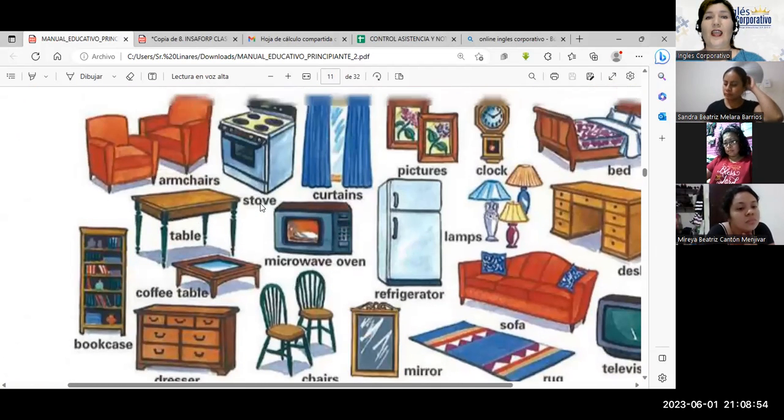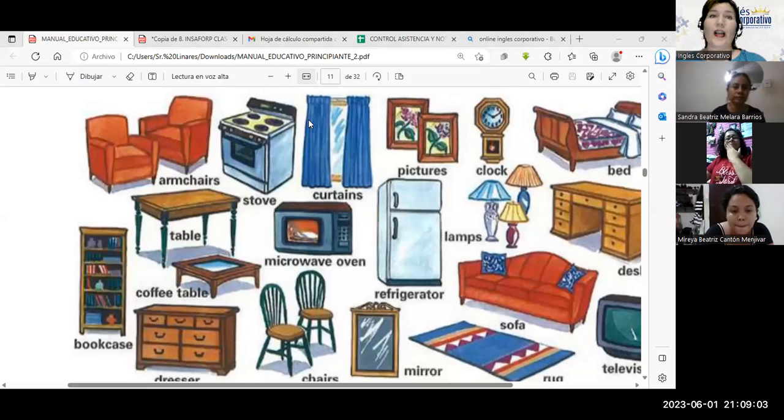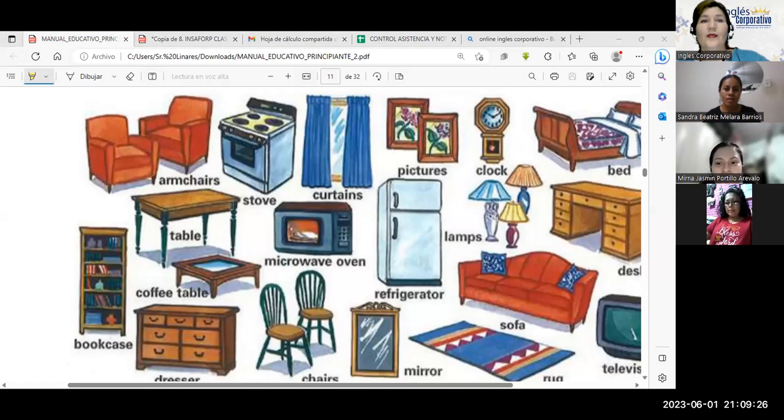Si nos fijamos, ayer estuvimos hablando de diferente vocabulario, but the vocabulary was singular or plural. In this case, can you give me examples of plural vocabulary? Plural vocabulary on this picture. En esta foto que les estoy mostrando ahorita, quiero ver. Ajá. In this picture, examples of plurals. Perdón, curtain. Curtains, right? Curtains is plural. Another one?